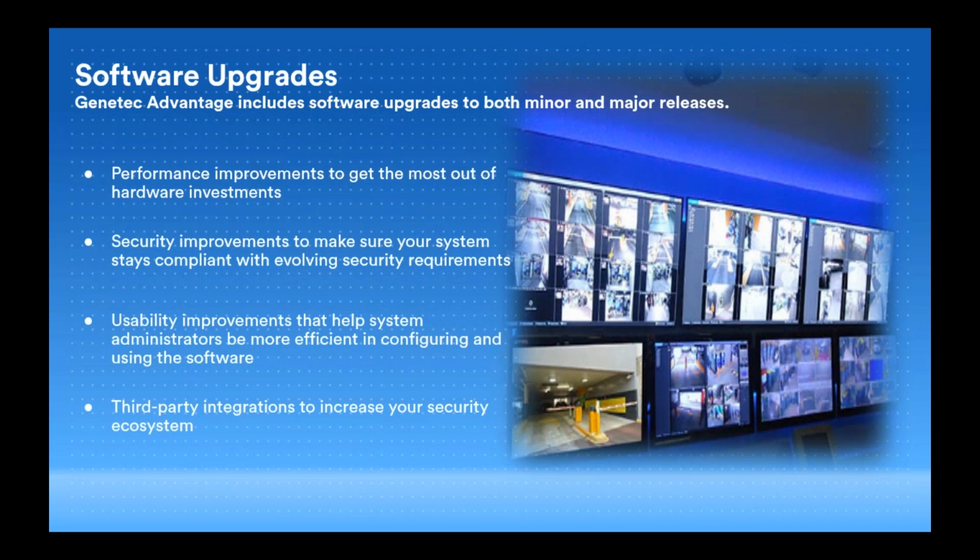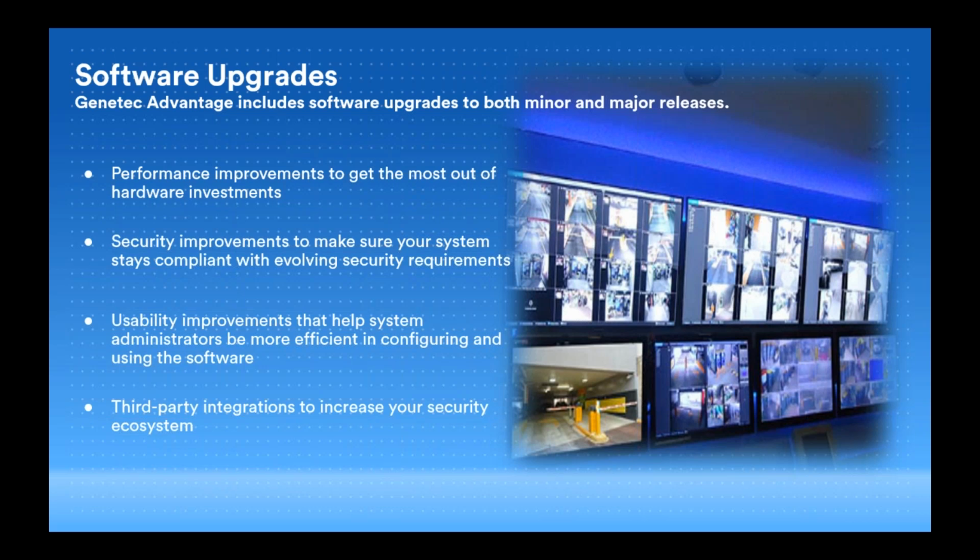Next up would be the software upgrades, and the Genetec Advantage contract includes both the minor and major releases. So the SR1, SR2, SR3 within a version, as well as the major versions. So we've just moved from 5.8 to 5.9 this past spring. So those customers with a valid Advantage contract would have access to that latest and greatest release.